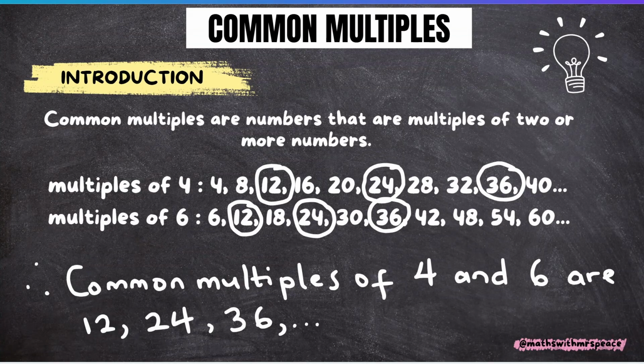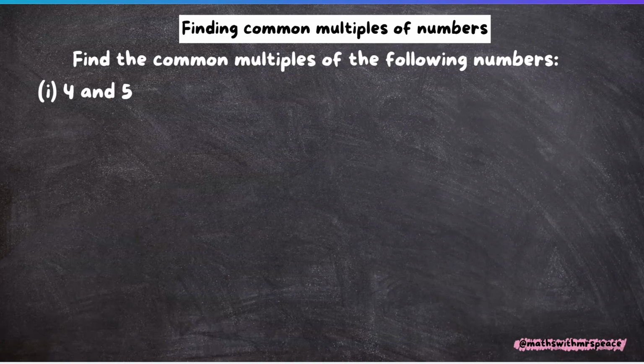So let's go ahead and do other examples of common multiples. We've got one here. Find the common multiples of the following numbers. The first example we have here is 4 and 5. What we are going to do here is make a list of the multiples of 4, and then we'll also make a list of the multiples of 5, and we'll try to identify the common multiples between both of them. So let's get right into it.